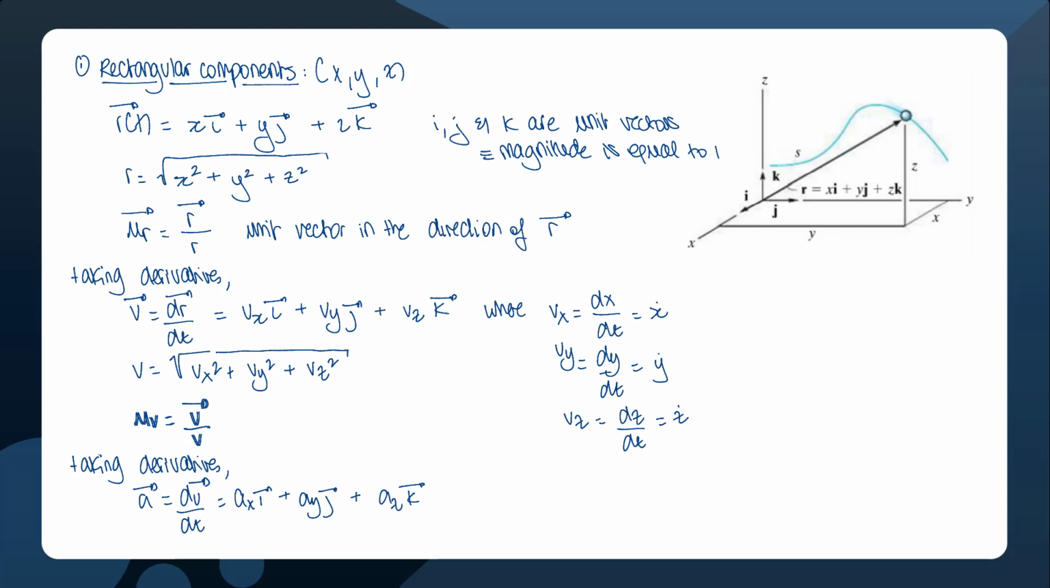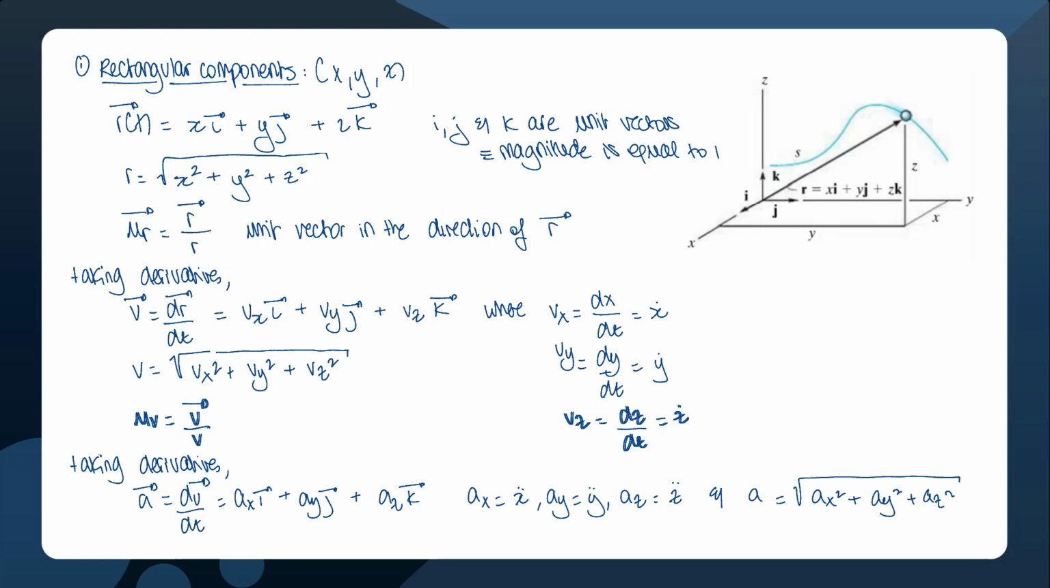And so one can write that a_x i plus a_y j plus a_z k is equal to a, where a_x is equal to x double dot, the second derivative, a_y is equal to y double dot, and a_z is equal to z double dot. Again, remember, the magnitude of a is equal to the square root of a_x squared plus a_y squared plus a_z squared.